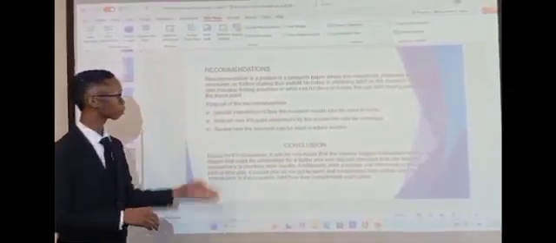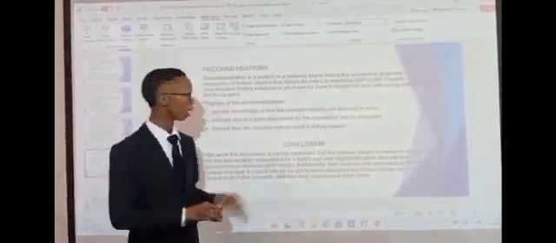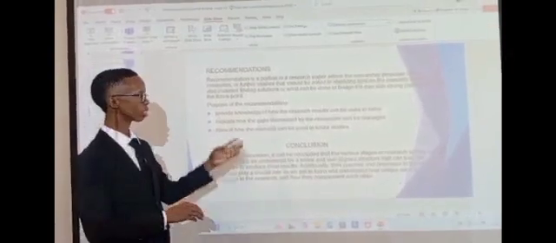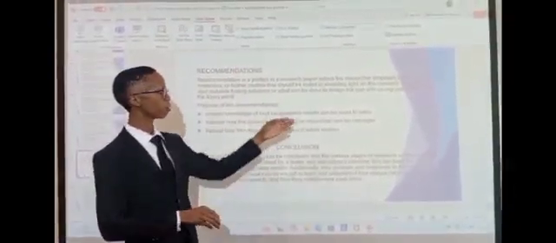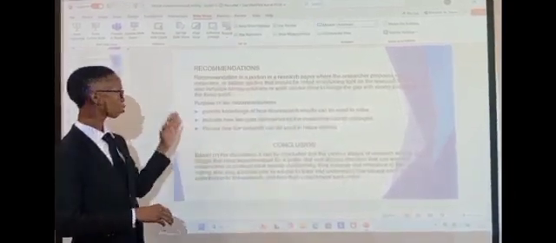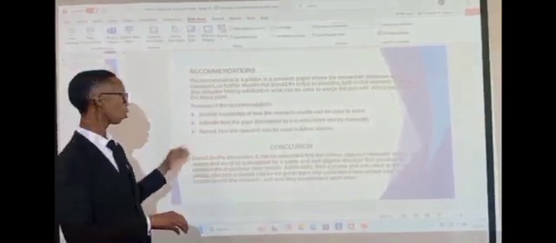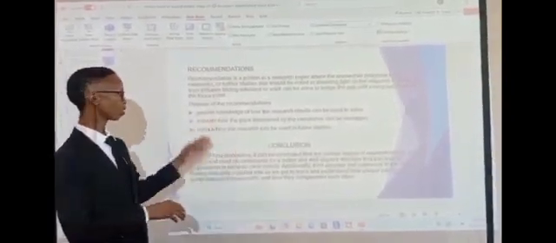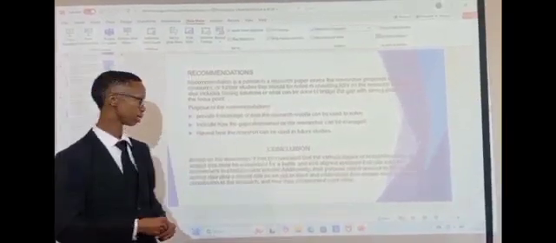Moving further to the purpose of the recommendations, the recommendations provide knowledge on how the research results can be used to solve or manage the research gaps that have been found by previous researchers. It also indicates how the gaps discovered can be managed, or it can reveal how the research can be used in future studies by other researchers.